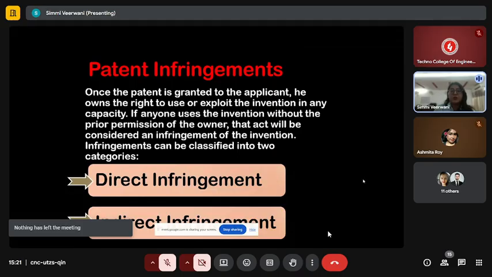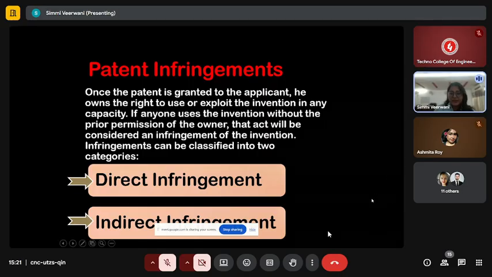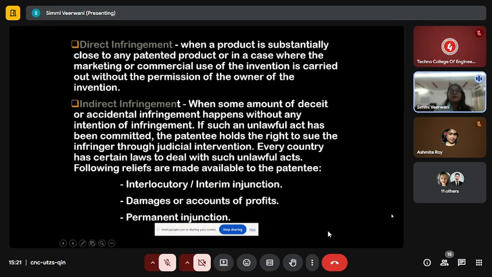Patent infringement is an offense that can lead to severe punishments and compensation to be paid. It can be of two categories, direct infringement and indirect infringement. Direct infringement is when a product is substantially close to a patented product, or where the marketing or commercial use of the invention is carried out without the permission of the owner of the invention.